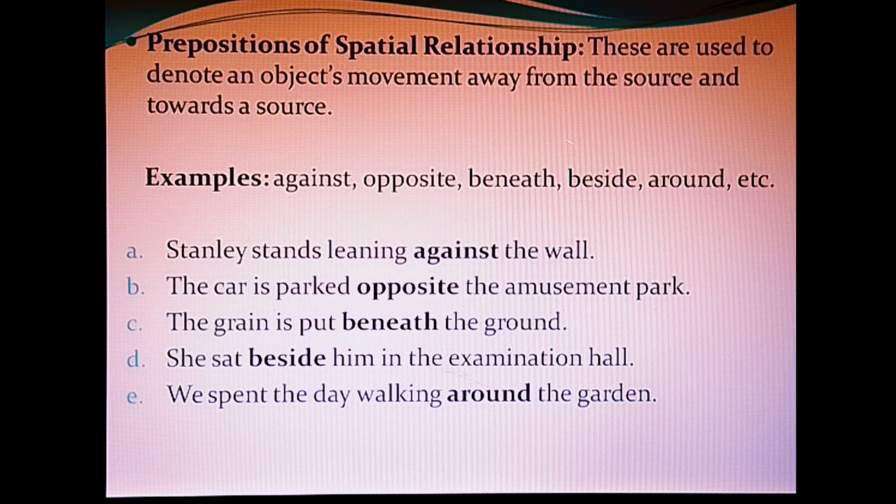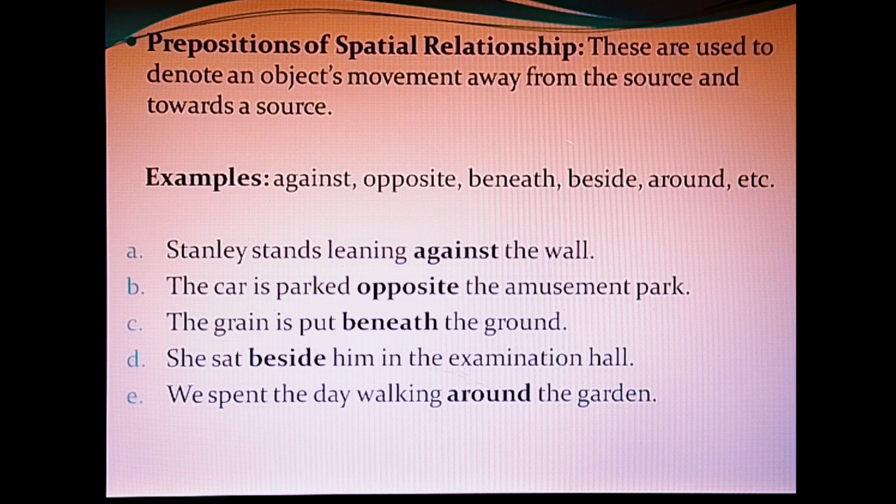And the third example here says, the grain is put beneath the ground. Let's assume a rice grain is put beneath. The word beneath is our spatial preposition here, showing where the grain is. It is beneath the ground. Now the fourth example here says, she sat beside him in the examination hall. Where did she sit during the examination? She sat beside him in the examination hall. So the word beside is our spatial preposition in this sentence.